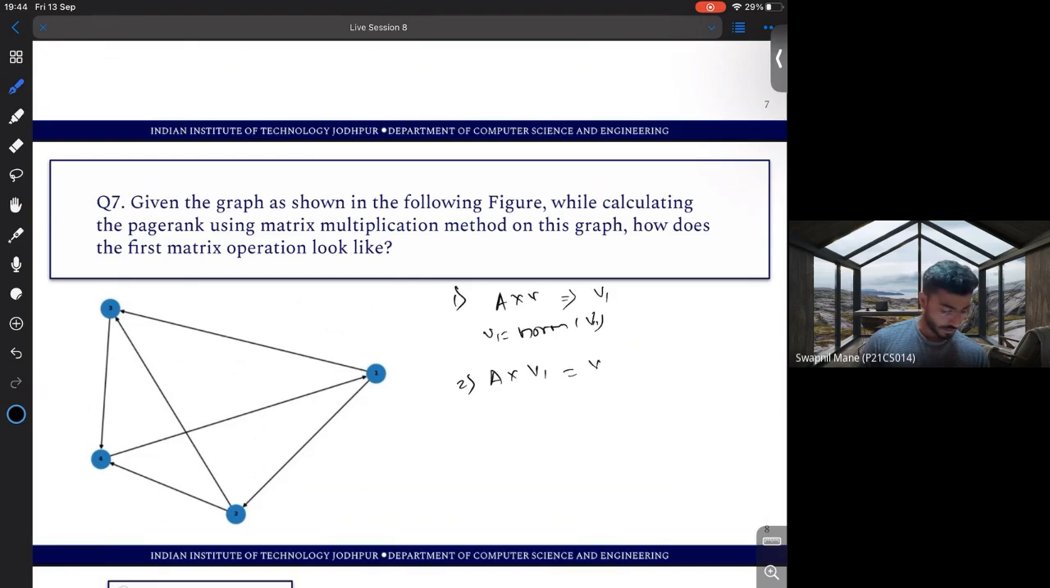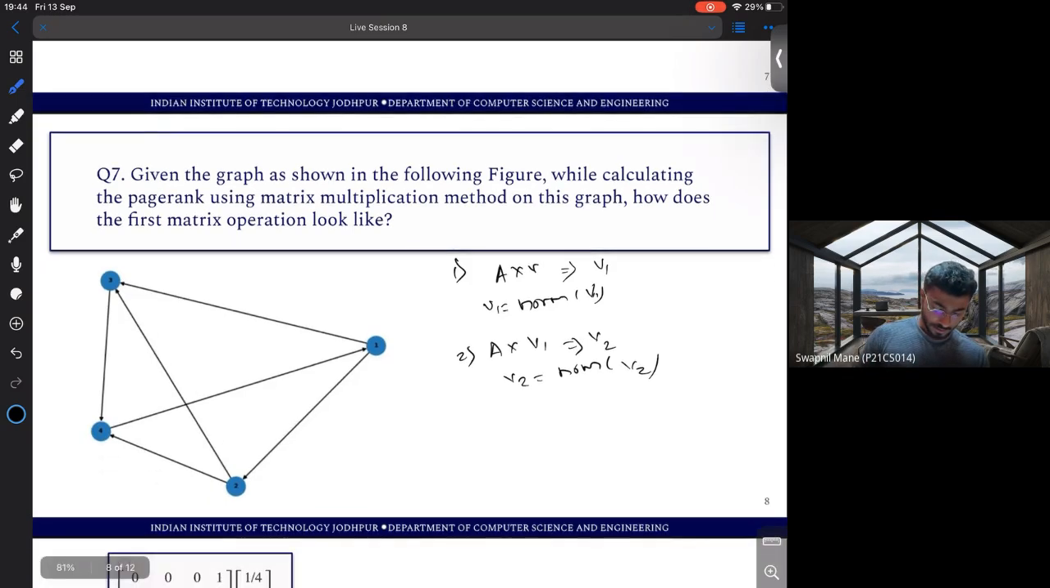Then you will get v2. V2 is equal to normalization. We are also doing the normalization in V2. Likewise, we are doing this process iteratively, and at some point we will get the same values for Vn and Vn minus 1. At that time, we terminate the iterations. Okay, likewise.